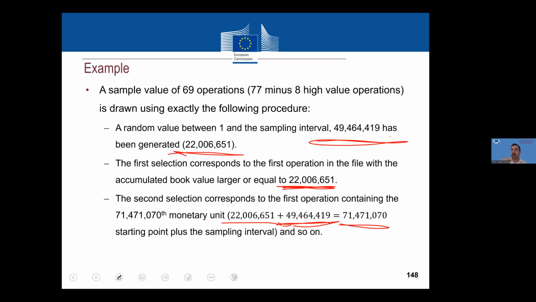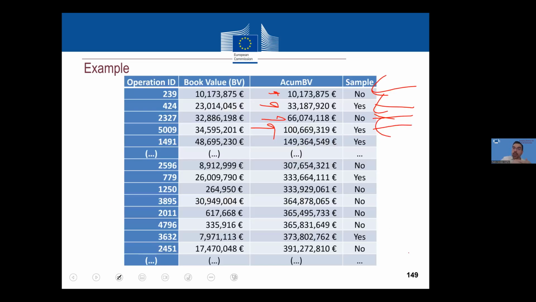Once I select another one, I have to add again 49 million, and I get a new value. And then again, I will keep doing this. Compare the book value with this reference value. If it is larger, it's selected to the sample, otherwise not. And I keep advancing into the file, operation by operation, saying yes, no, this is selected, this is not selected, until I have selected my 69 operations. When you have selected the 69 operations, you stop, and you know that you have selected your sample with probability proportional to expenditure, and of course your sample will have a lot of high value items and a smaller representation of low value items.